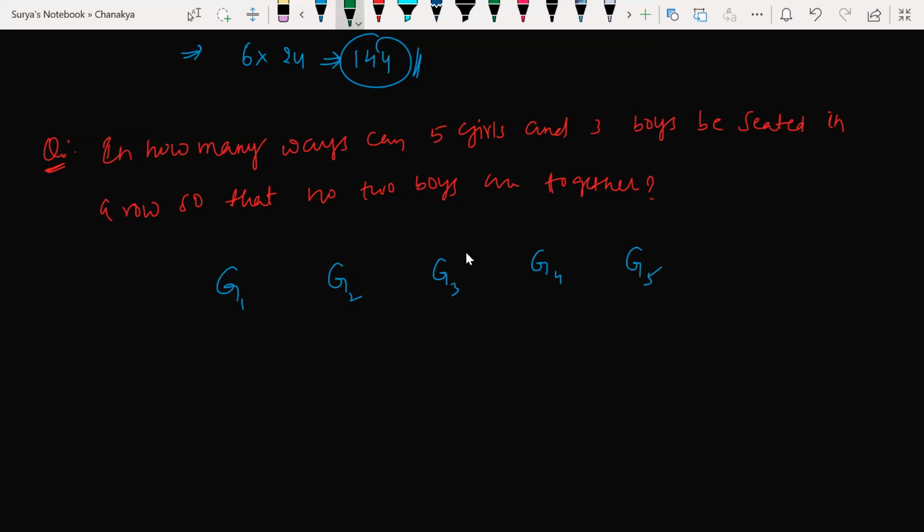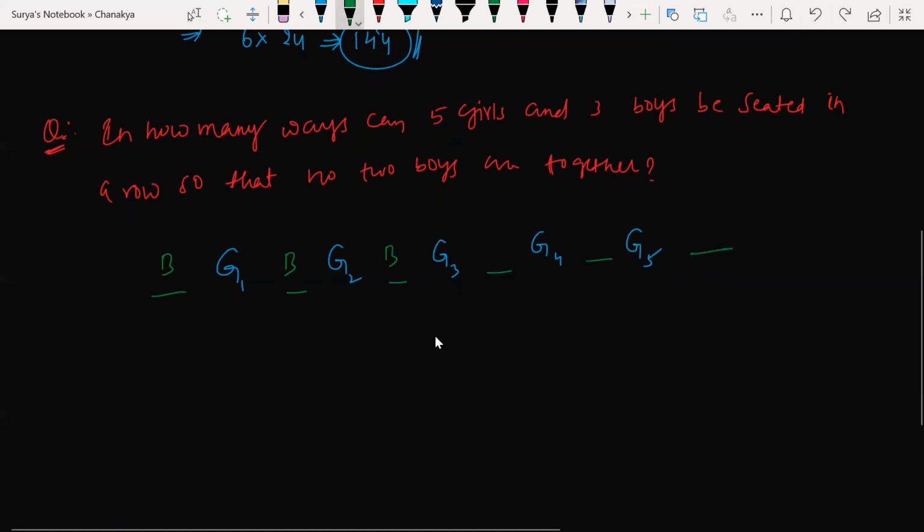So 3 boys are to be seated in a row so that no boys are together. One boy can be seated here, one boy here, one boy here. Getting my point? In this arrangement, how many places do I have for boys? 1, 2, 3, 4, 5, 6. In these 6 places, 3 boys can be seated. What is the condition? No 2 boys are seated together.